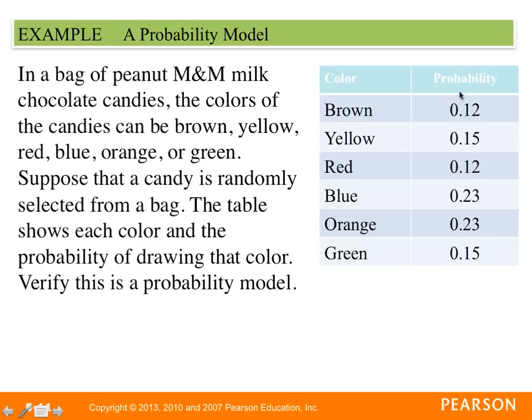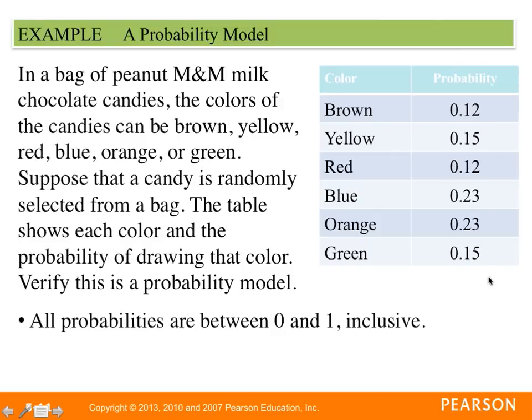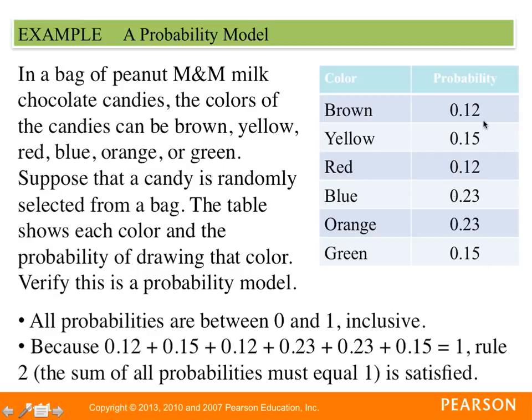Each of the probabilities individually has to be between 0 and 1, which all of these are. If you look at them, they're all between 0 and 1. And then if we add up all of our probabilities, 0.12, 0.15, and so on, it's equal to 1. So this satisfies our second rule. So this is a valid probability model.